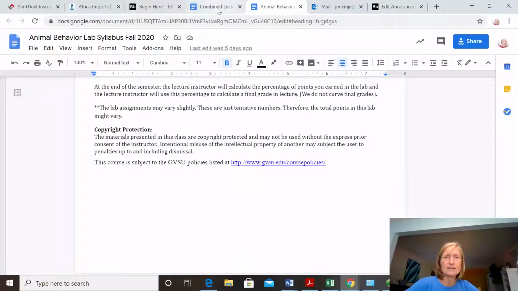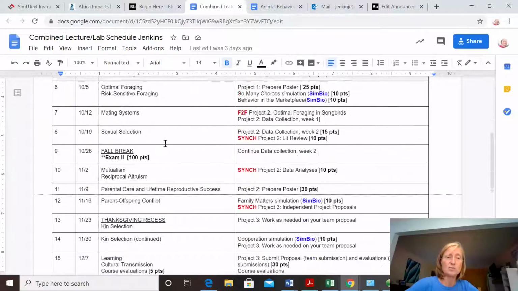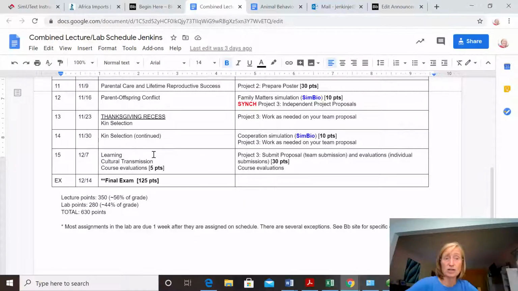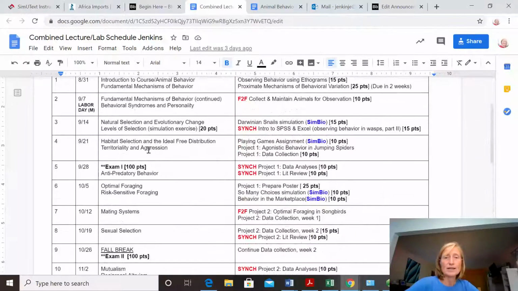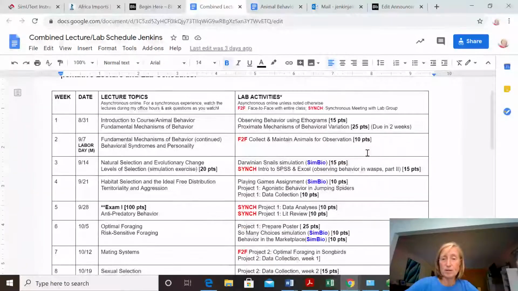Now, when we look at the schedule, this is a slide of the tentative lecture and lab schedules. And you can see the left column will be what you're doing in lecture with Dr. Henshaw. The right column is what we're doing in the lab. And there are a few things to note about this. First of all, it's tentative. We might make changes, and they will show up on our Blackboard site.